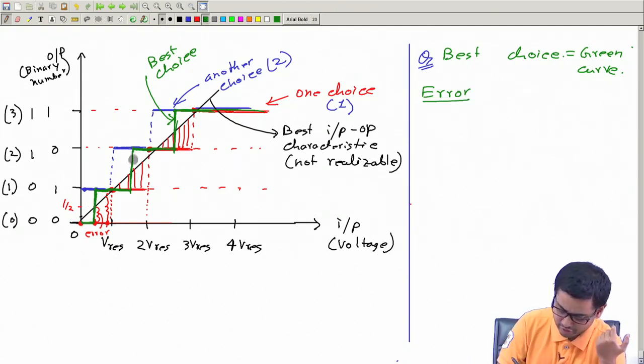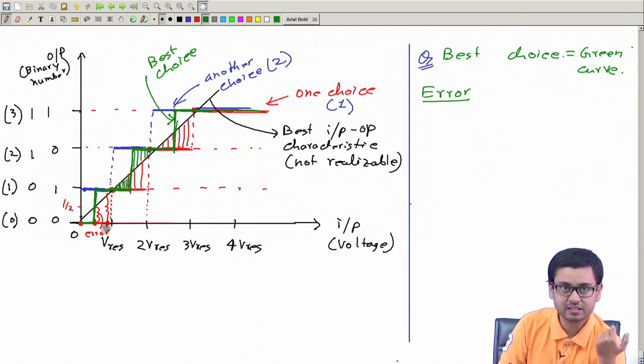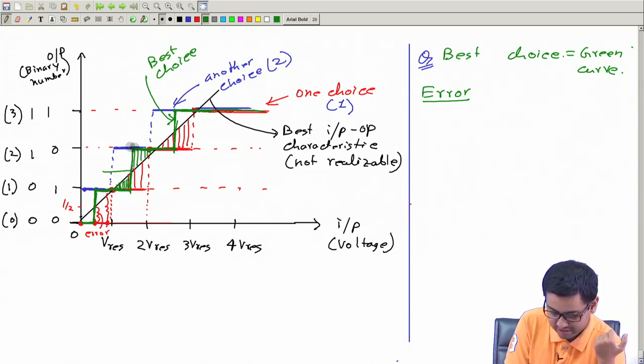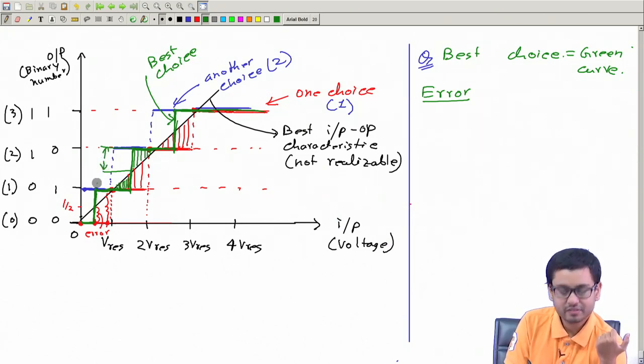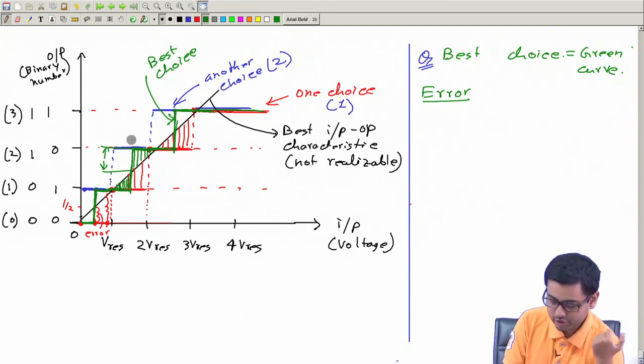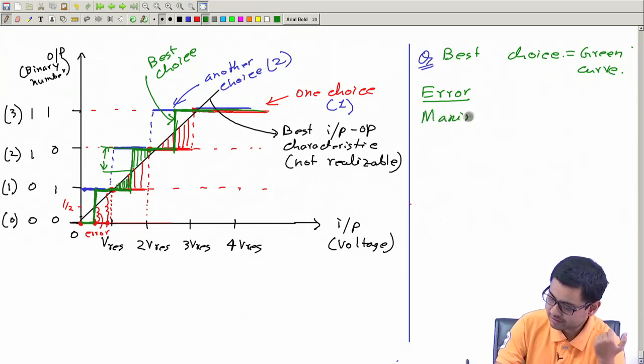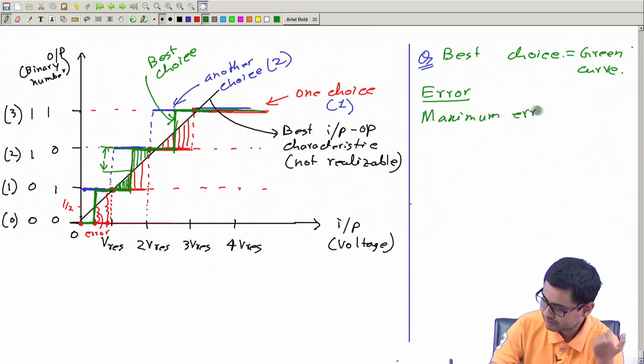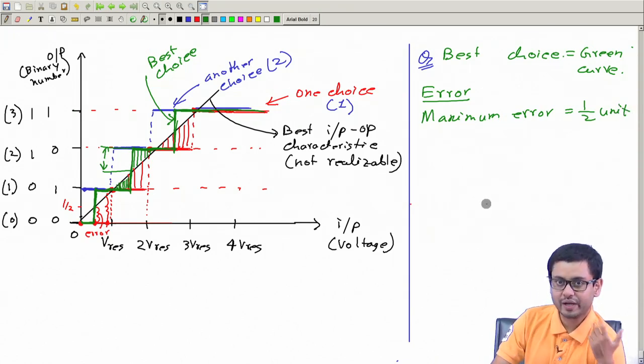How much is the error? Error at any point is the deviation of this curve from this black curve. How much error can we have at max? The maximum error is this height, right? And this is how much? Half unit. So, the maximum error is half unit. That is why this is best.